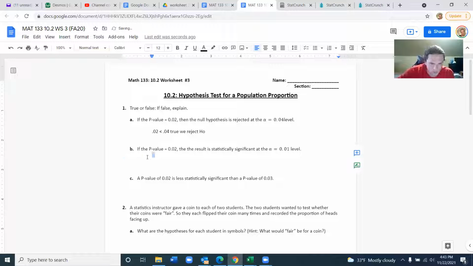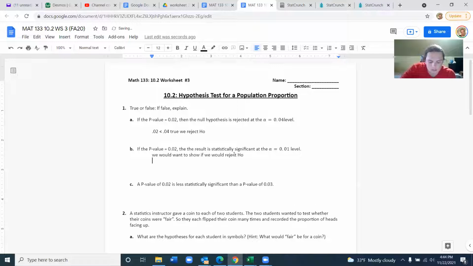Okay, B says if the p-value is equal to 0.02, the result is statistically significant at the 0.01 level. That's false. Why do you think it's false? Well, because the p-value is bigger than the alpha. Okay, so we would want to show if we would reject H0, right? That's the same thing. So 0.02 is greater than 0.01. So since we would not reject H0, it is not statistically significant.